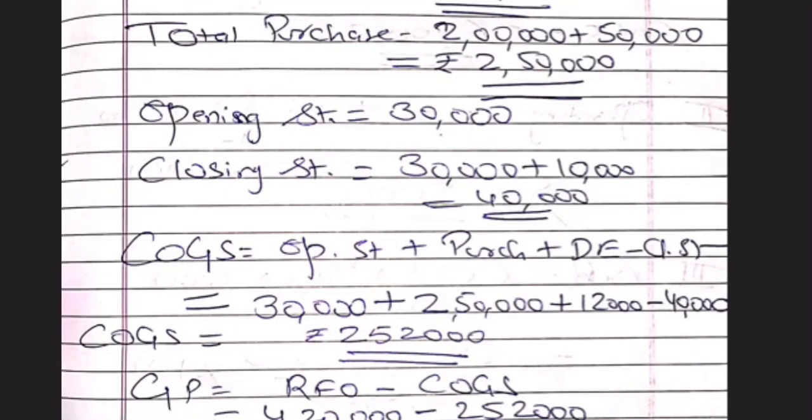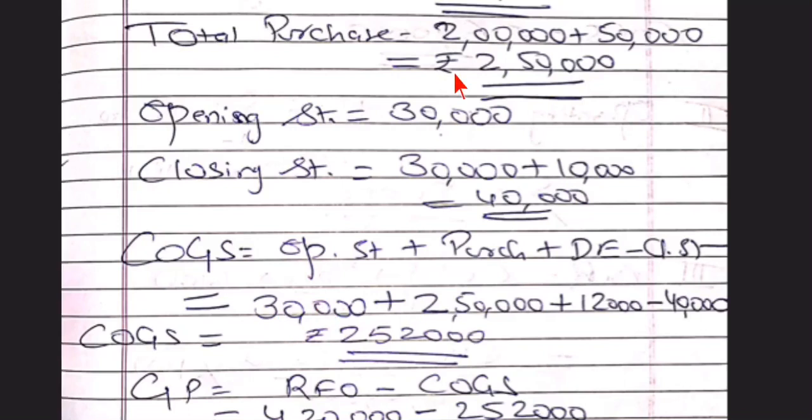After calculating total purchase, the next part left is opening stock and closing stock. Opening stock is 30,000 and it is said that closing stock is 10,000 more than the opening stock. So 30,000 plus 10,000 gives you 40,000. So closing stock is 40,000. Now we'll apply the formula of COGS: opening stock plus purchase plus direct expense minus closing stock.